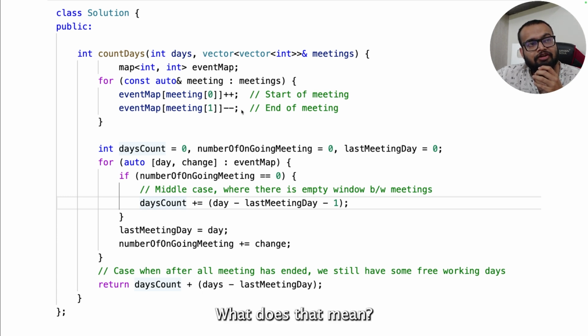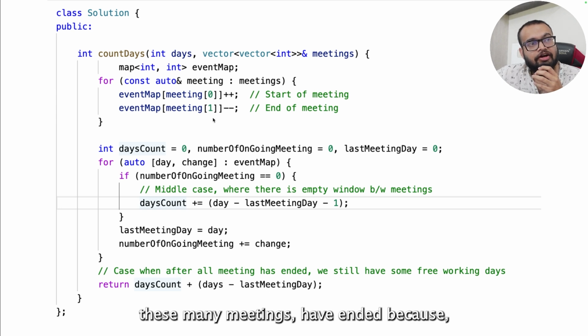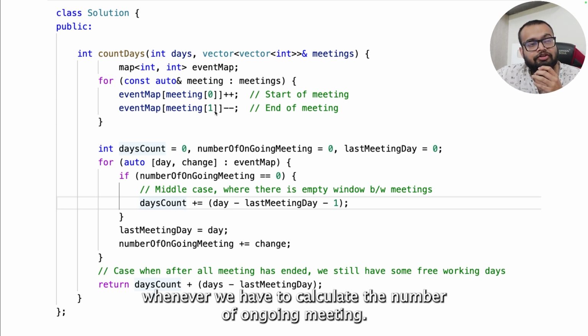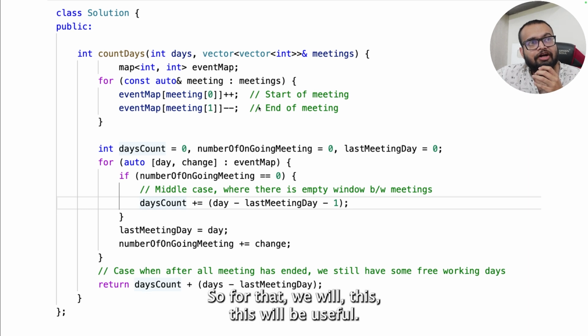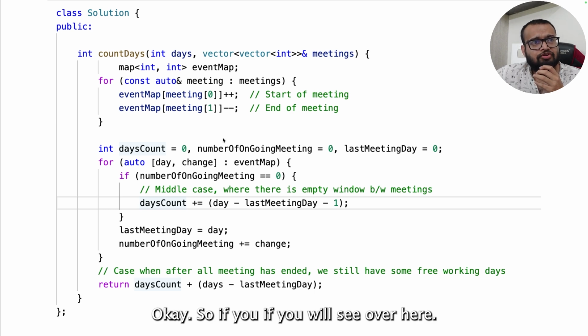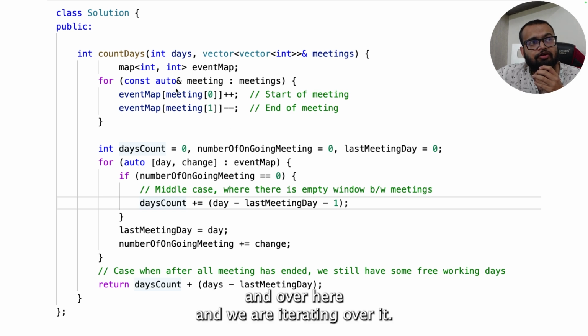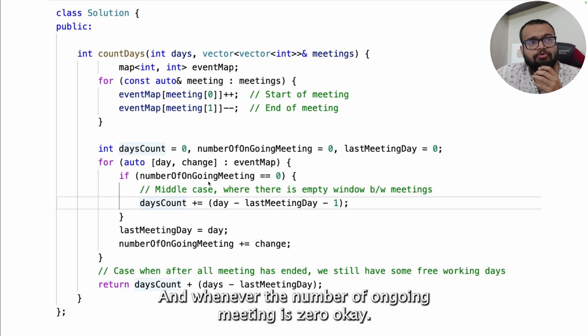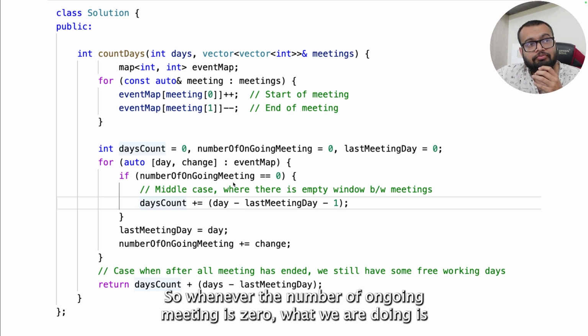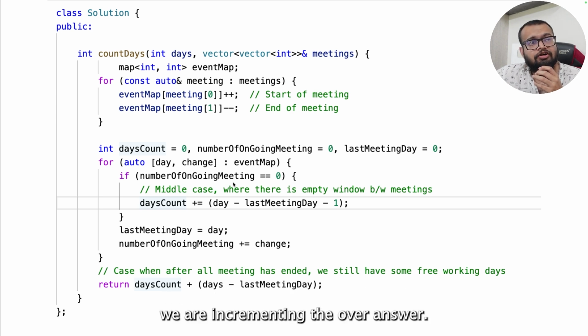What does that mean? We have to reduce that count, meaning that these many meetings have ended, because we have to calculate the number of ongoing meetings, and for that this will be useful. So if you see over here, we have created an event map and we are iterating over it, and whenever the number of ongoing meetings is 0, we are incrementing our answer.